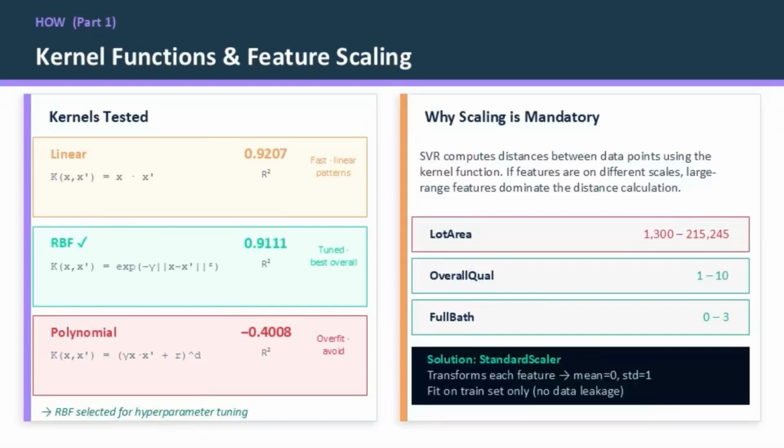Before training, feature scaling was critical. SVR computes distances between data points using the kernel function, so if features are on different scales, for example, lot area ranges from 1,300 to 215,000, while number of bathrooms ranges from 0 to 3, the large range features would completely dominate the distance calculation. To fix this, I applied StandardScaler, which transforms every feature to have a mean of 0 and a standard deviation of 1. Importantly, the scaler was fitted only on the training set to prevent data leakage.